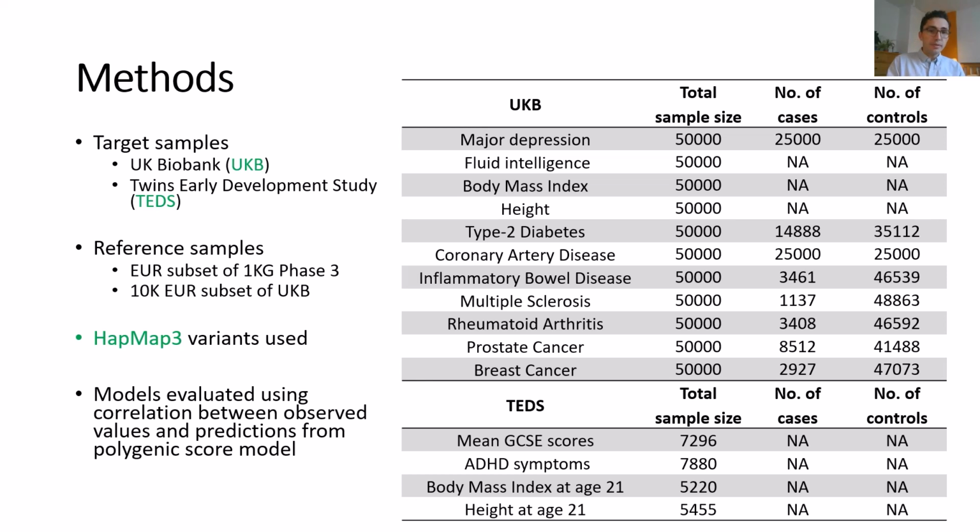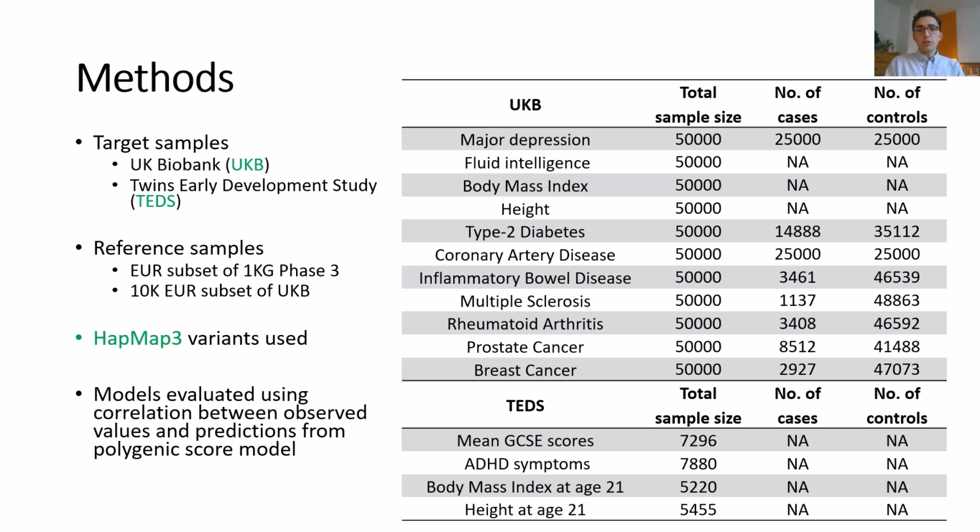As I described previously, we used the reference standardized approach when calculating the polygenic scores. LD and allele frequencies were estimated using two reference samples of differing sample size to evaluate the importance of reference sample size across methods, and these reference samples were the European subset of 1,000 genomes phase 3 and an independent random subset of 10,000 European UK Biobank participants.